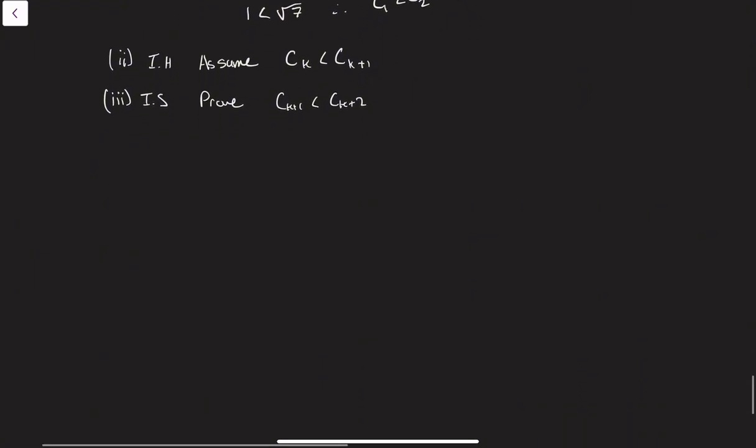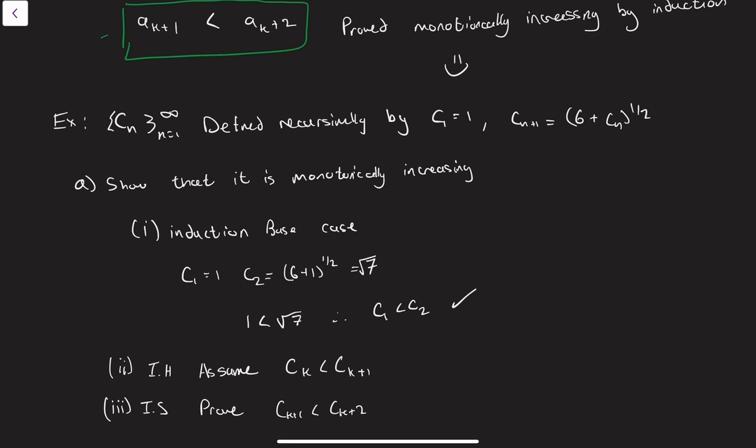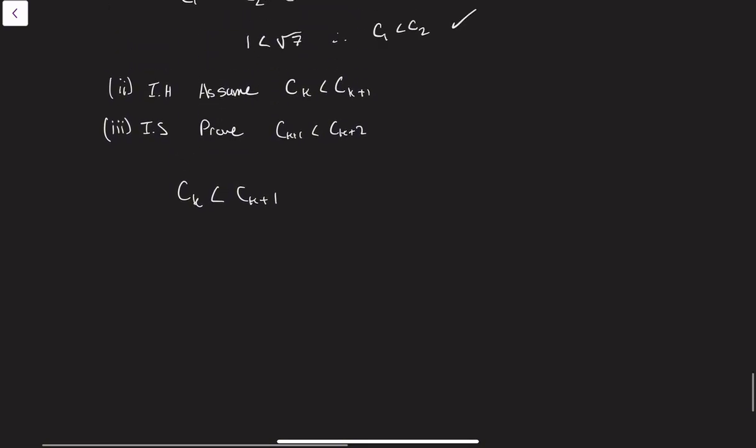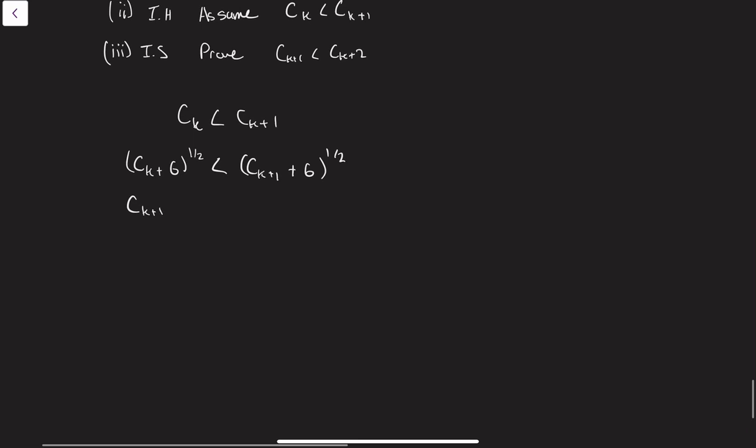We'll start with our induction hypothesis. Now in this case, we're going to add a 6 and then apply a 1/2 power, or square root, to both sides. So we'll have (Ck plus 6) to the 1/2 less than (C(k+1) plus 6) to the 1/2. All we did is add 6 and apply a 1/2 power to both sides. Well, this is just equal to C(k+1), and this is equal to C(k+2). So we proved that it's monotonically increasing. That part is done.